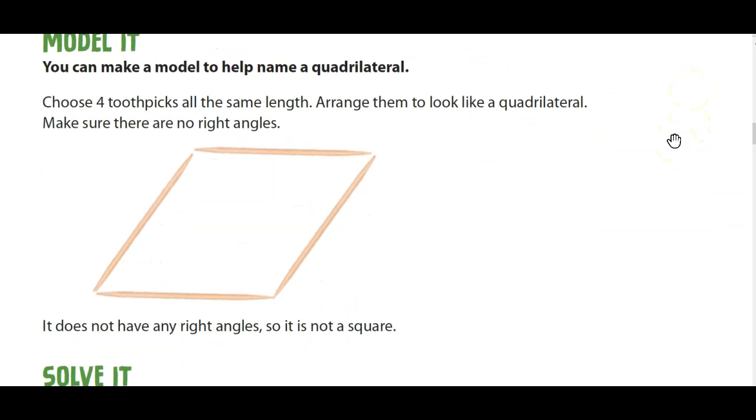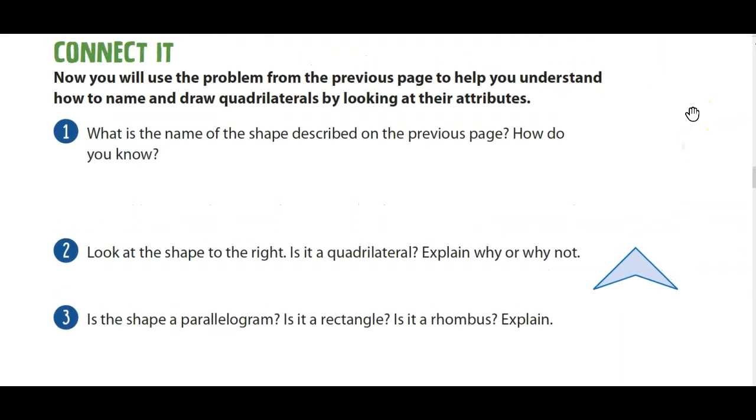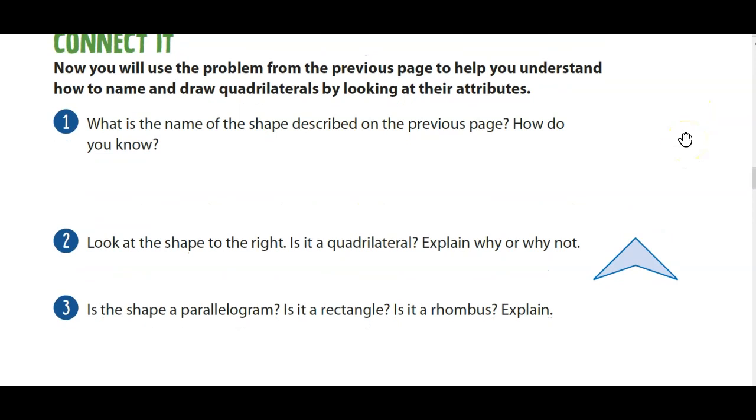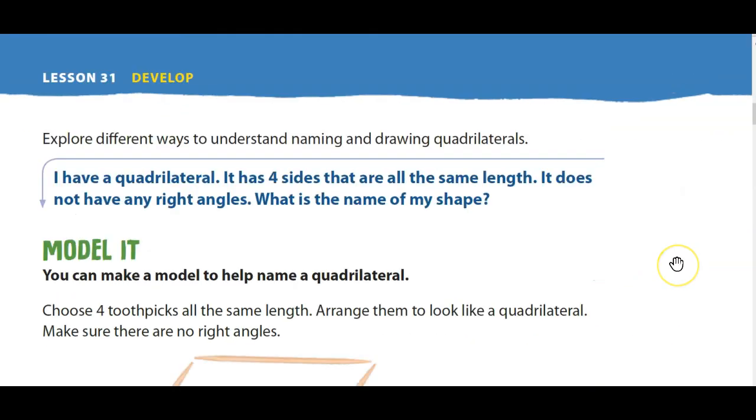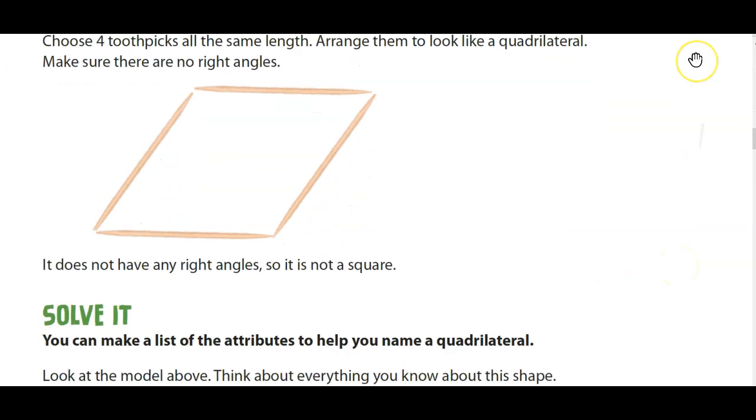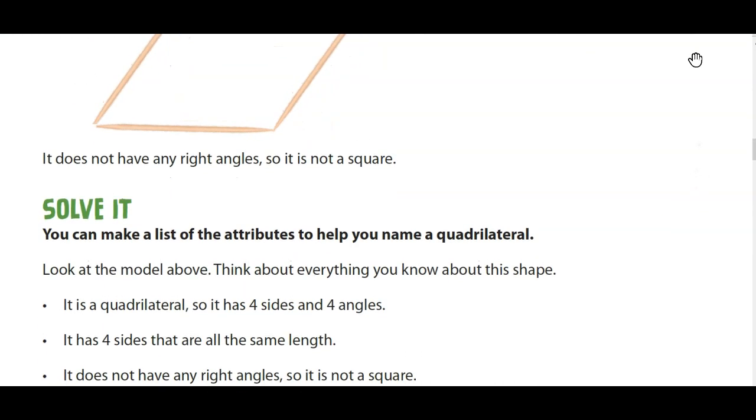Choose 4 toothpicks of the same length. Arrange them to look like a quadrilateral. So if you do something like this at home, get 4 toothpicks and you can rearrange them to make different shapes. Use the toothpicks. It says how to name and draw quadrilaterals by looking at their attributes. What is the name of the shape described on the previous page? How do you know? Well, the previous page was this. This would be called a rhombus.